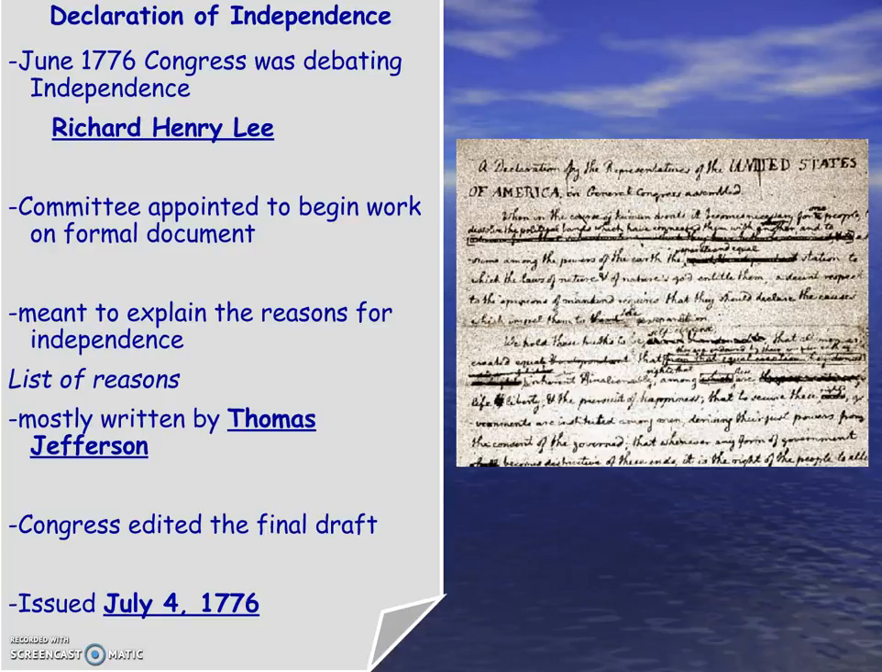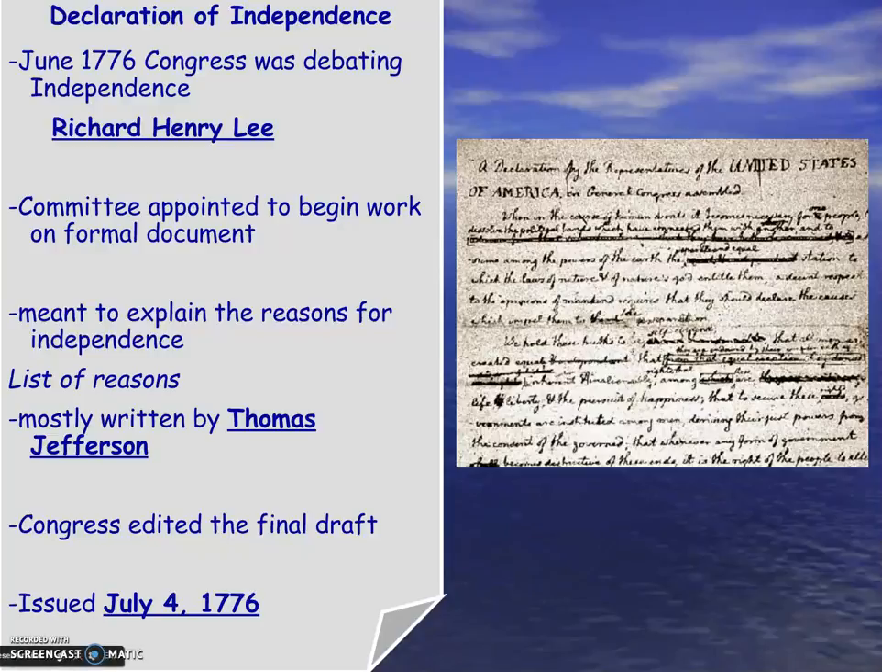So in June of 1776, Congress was already debating this, and Richard Henry Lee actually puts forth a resolution talking about declaring independence. So they're going to put a committee together that included Thomas Jefferson, who we all know is kind of the main writer of the Declaration, John Adams, and Ben Franklin, to put together a declaration. And the whole purpose of it was to give a list of reasons of why we were declaring our independence.